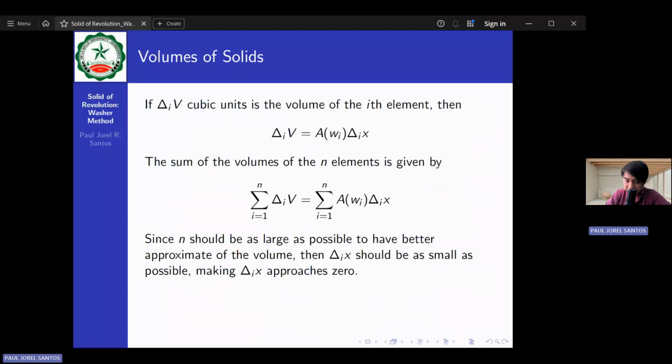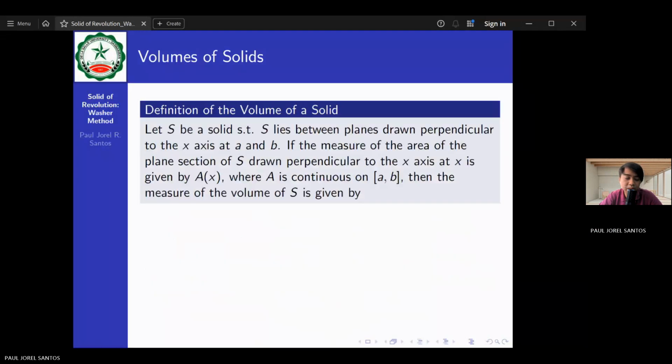Then delta sub i x, or the difference between these subintervals, should be as small as possible, making delta sub i x approach zero. Now, since we want delta sub i x to approach zero, it will lead us to the definition of the volume of a solid. This is the definition of the volume of a solid.